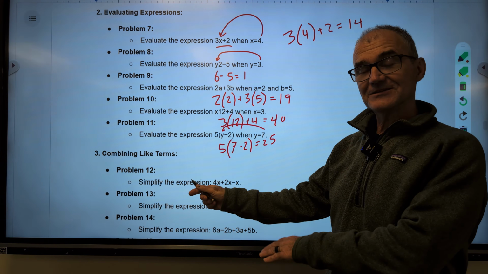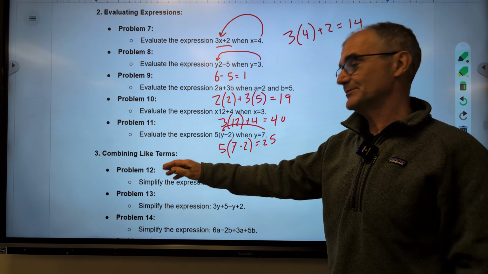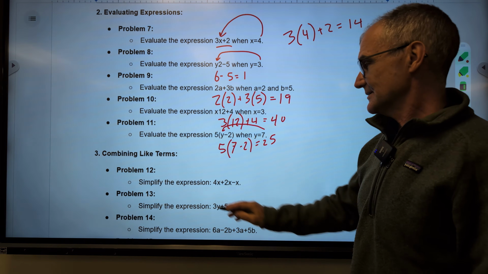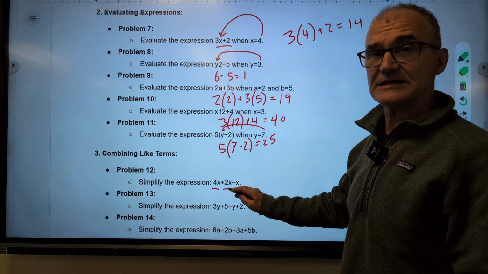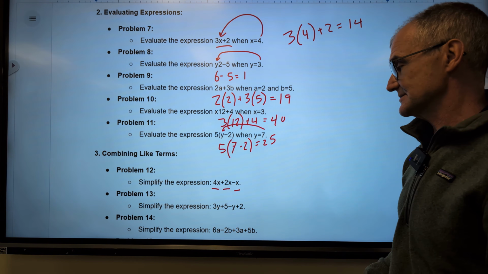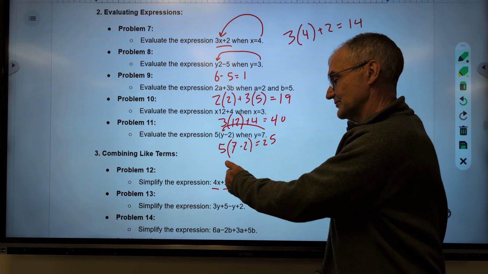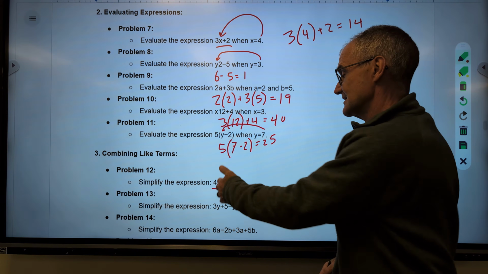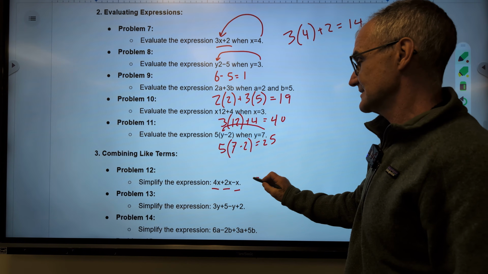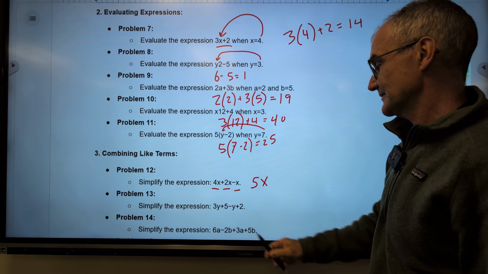Again, pause the video and do these, combining similar terms, combining like terms. On number 12 here, I have 4x plus 2 more of these things minus one of these things. So I got 4 of these things plus 2 more of them, 6. 6 of these things are my variable x. 6x minus 1x is 5x.